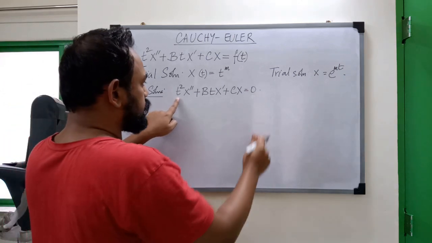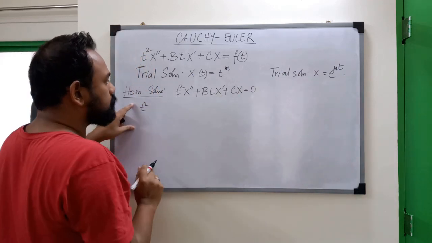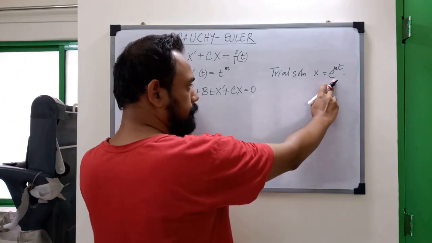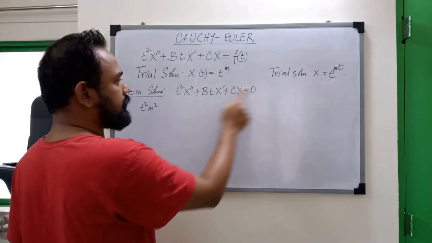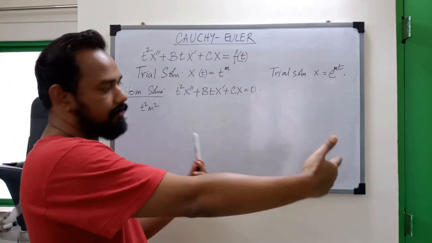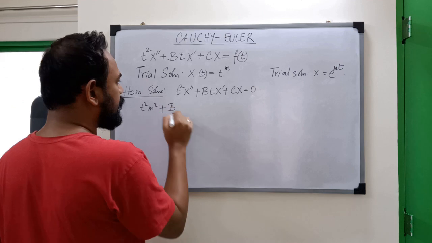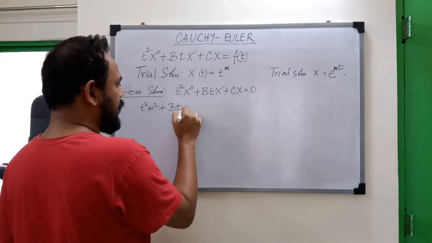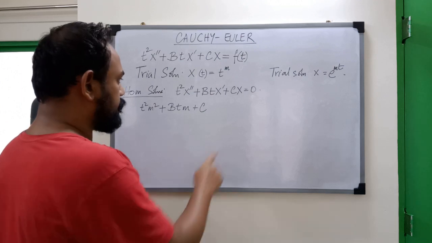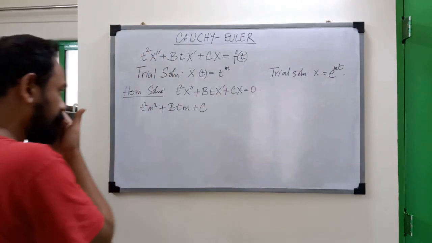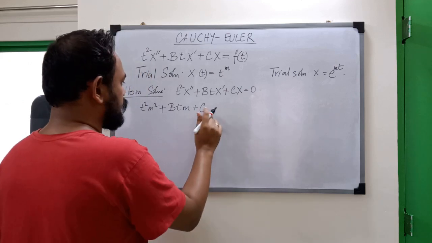I have the t square term as it is. X double prime is the double differentiation, so it brings in the m square term and keeps the e to the mt term as it is. I'm not writing it here because e to the mt will be common to all the terms, which we can finally take out and eliminate because we have 0 on the right hand side. Then we have b, this t remains, and x prime brings m down once, keeping e to the mt. Then we have the c, and x would be e to the mt.